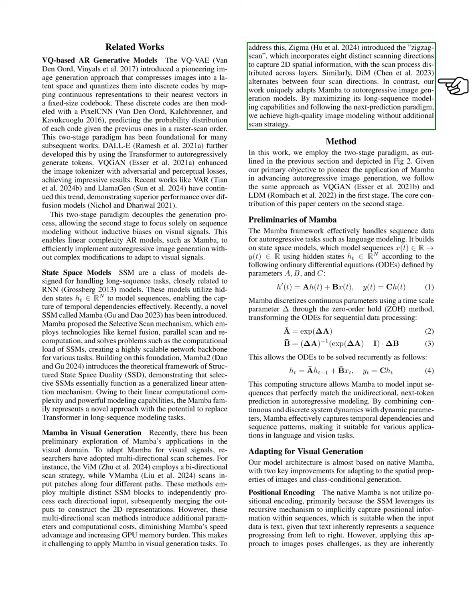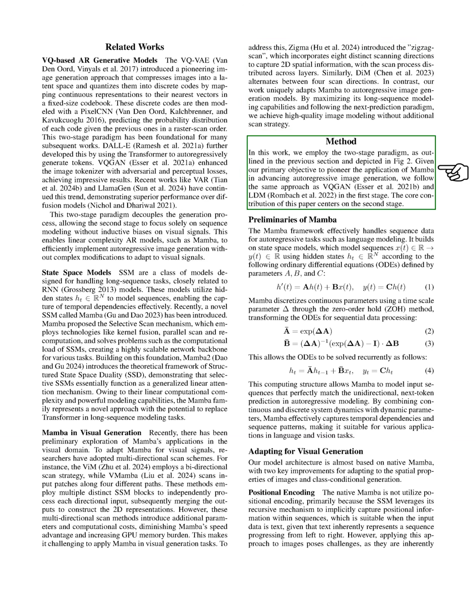To tackle this, Sigma introduced a zigzag scan that uses 8 scanning directions to gather 2D spatial information, distributing the scanning process across layers. Similarly, DIM alternates between 4 scan directions. In contrast, we uniquely adapt Mamba for autoregressive image generation, maximizing its ability to model long sequences and following a next prediction approach, allowing us to achieve high-quality image modeling without needing additional scanning strategies.